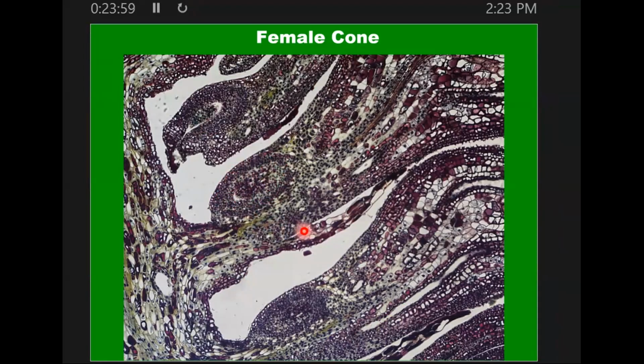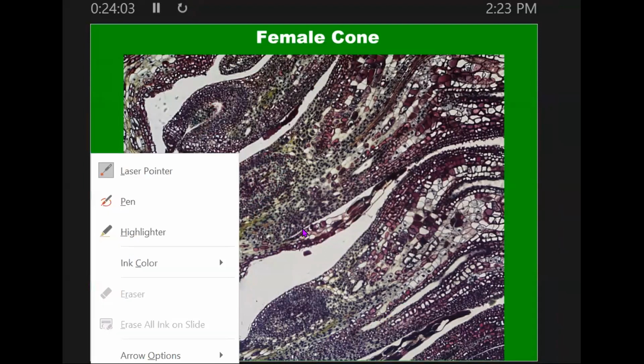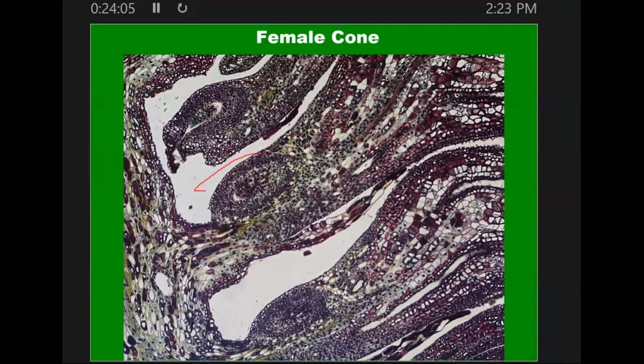So the female cone's a little bit more complex. And so that's an ovule right there. Okay. So the pollen has to get there. And if everything goes okay, then eventually there'll be seeds.